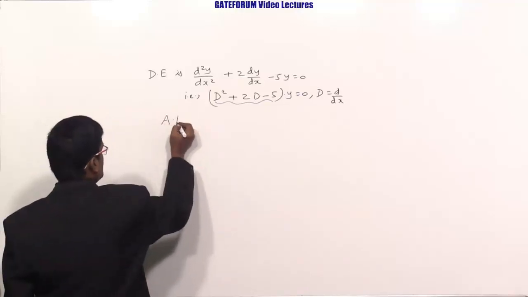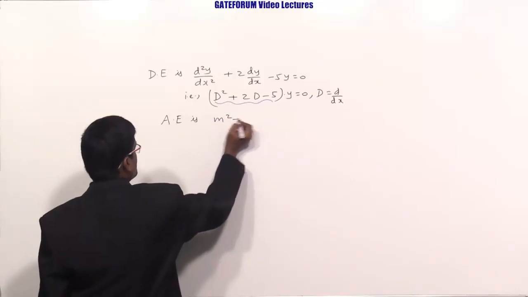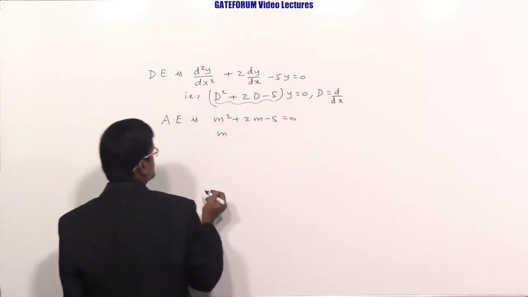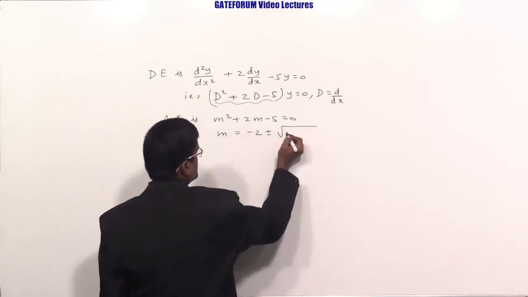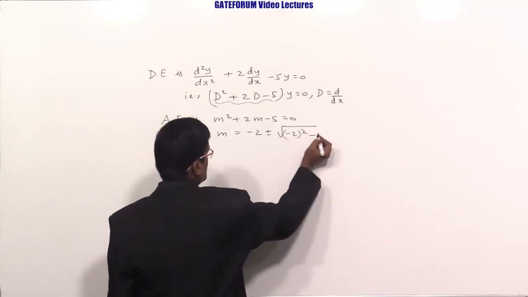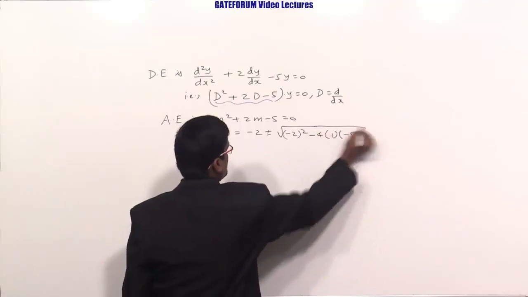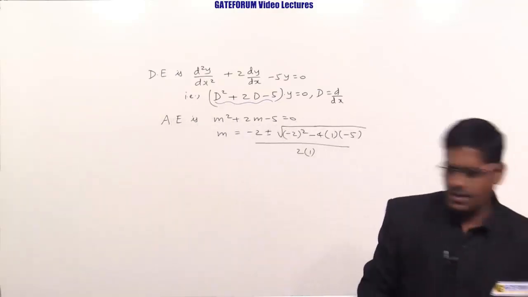The next step to solve this higher order equation: A stands for auxiliary equation, m square plus 2m minus 5 is equal to 0. Quadratic equation, find the roots. Minus b plus or minus root over b square, that is minus 2 plus or minus root over 2 whole square, minus 4 into a into c, that is minus 5, divided by 2a, 2 into 1. So that is 2 square there.